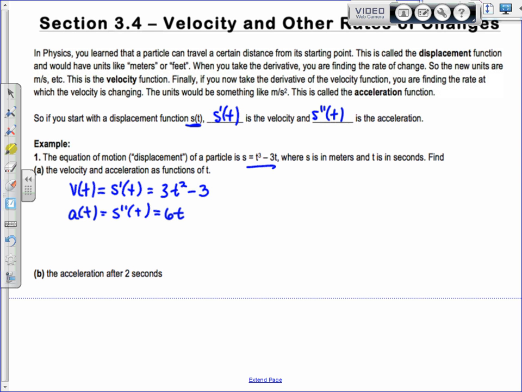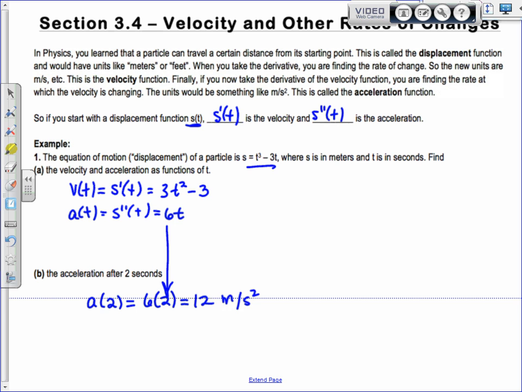So when I ask you something like find the acceleration after 2 seconds, you look at your acceleration function and you plug in 2 for your t. So you get acceleration after 2 seconds is 6 times 2, which is 12. You're just plugging into that function. Originally I was in meters and seconds, so acceleration is going to be meters per second squared. Units are very, very important in calculus. If you can think about how something is related to a graph or whatever, using the units is going to help you out a lot.